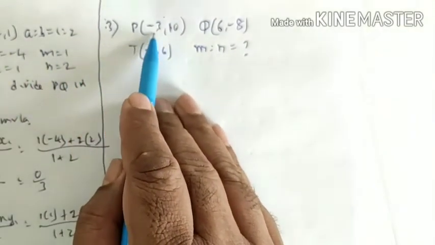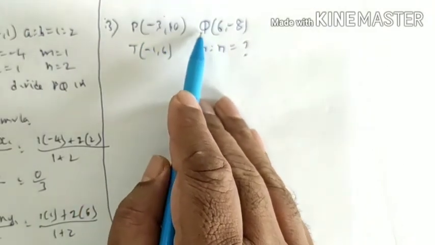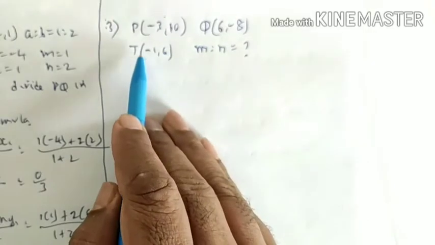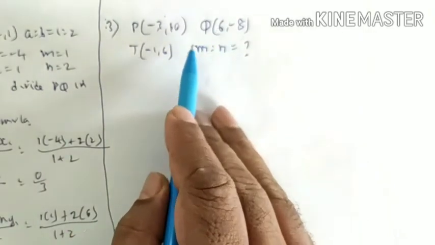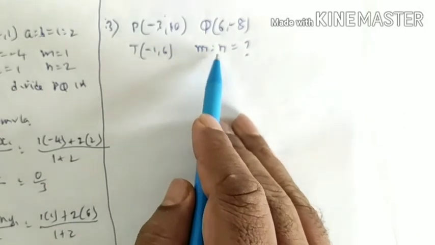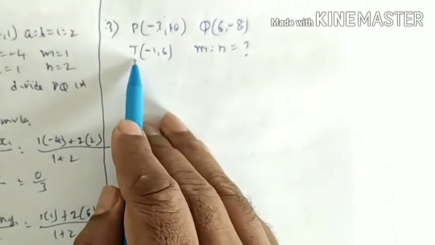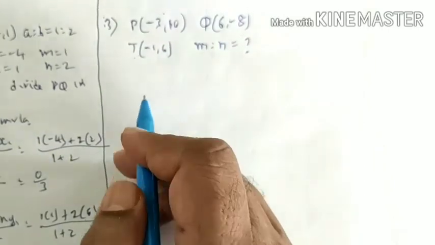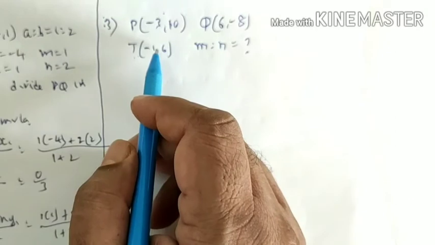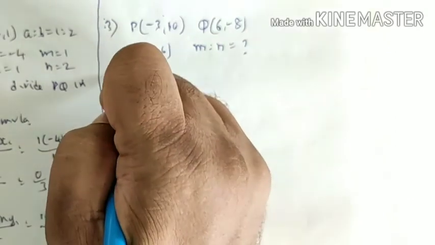See question number 3, exercise 5.2, question number 3. Coordinates of point P are -3, 10. Coordinates of Q are given as 6, -8. Point T is dividing this PQ. Coordinates of point T are given as -1, 6. We want to find the ratio m is to n in which T divides PQ. Now, here see, we shall apply the section formula. Before applying the section formula, tell me what is x1 here.